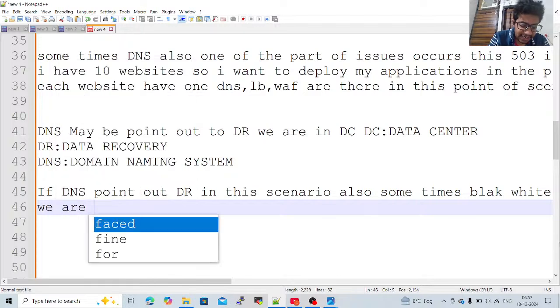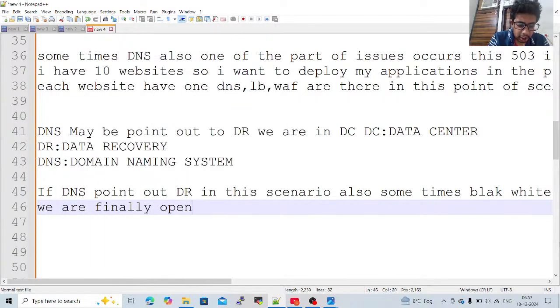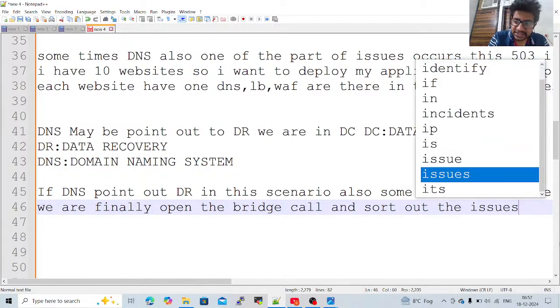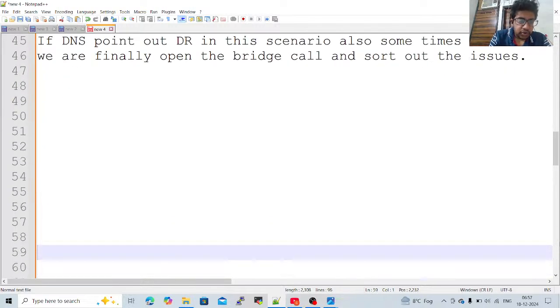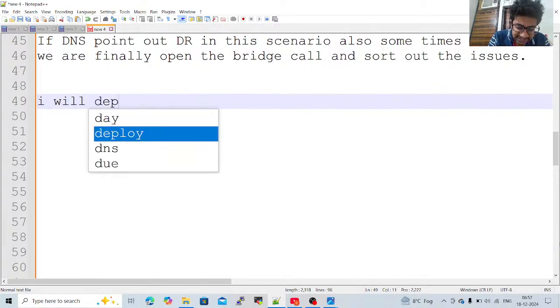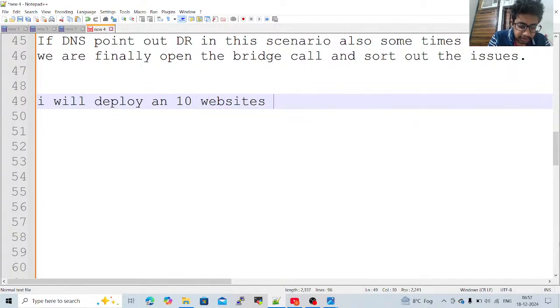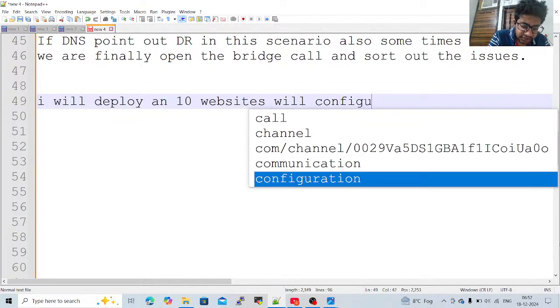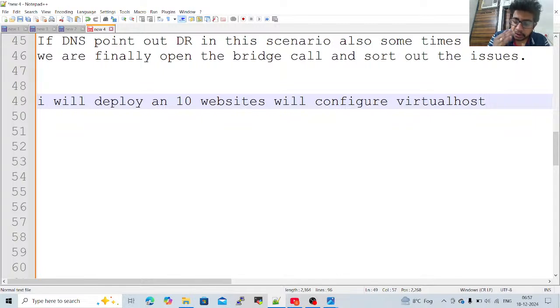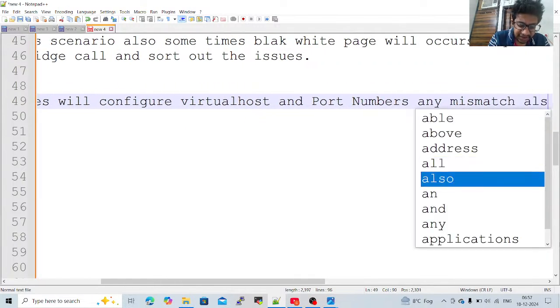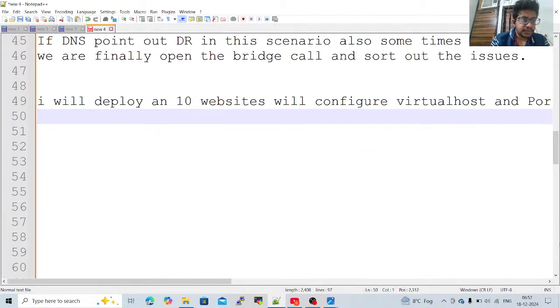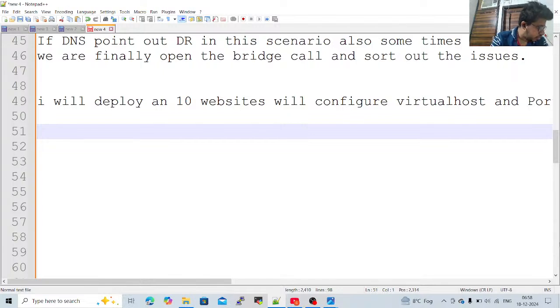So finally we open a bridge call and sort out the issues. This is the most common scenario in the whole IT organization. So I will deploy the 10 websites and configure the virtual host and port numbers. Any mismatch, also verify. These are the main scenarios that occur in real time.